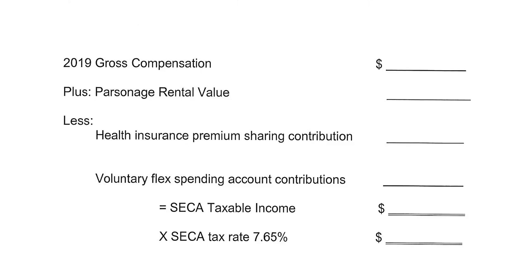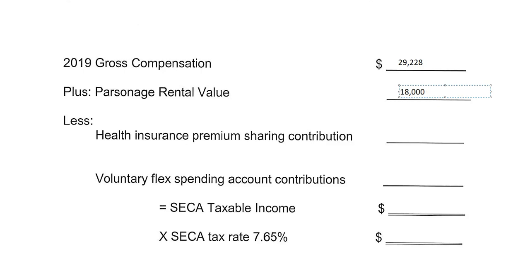Now we will calculate the SECA tax reimbursement. Start with the 2019 gross compensation calculated earlier of $29,228. For a pastor in a parsonage, the parsonage rental value is added to the gross compensation. The parsonage rental value includes the value of utilities and maintenance supplied by the church. An in-depth discussion of parsonage rental value was discussed in the components of basic pastoral compensation video.